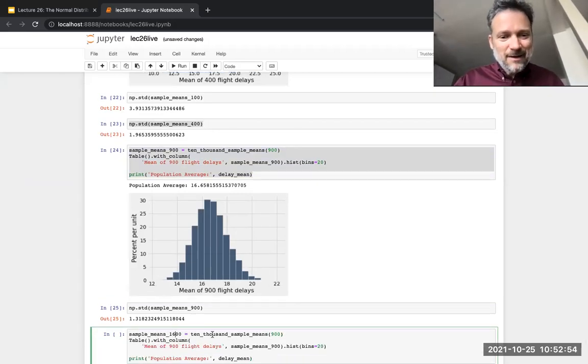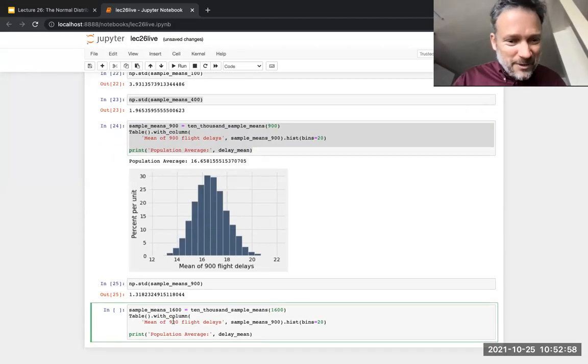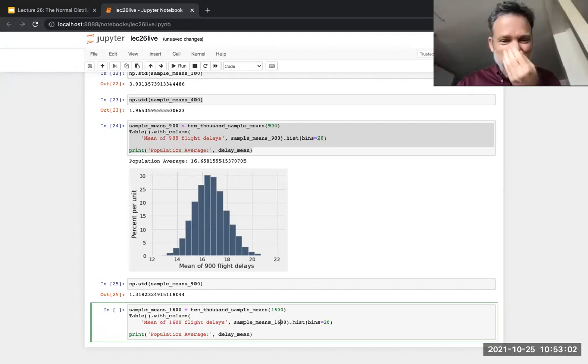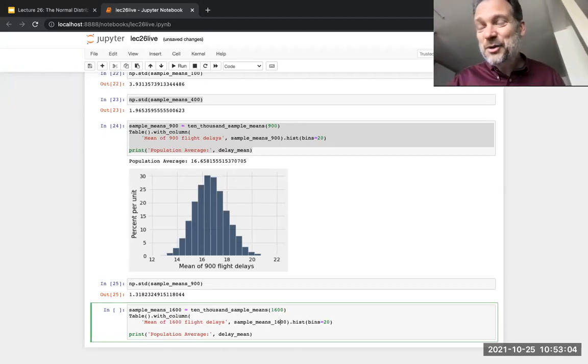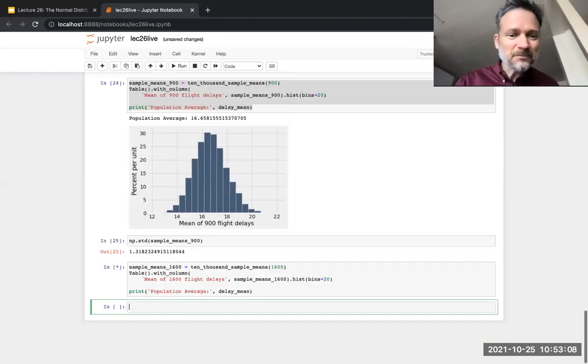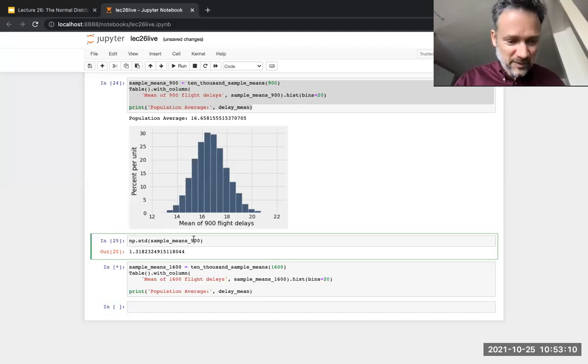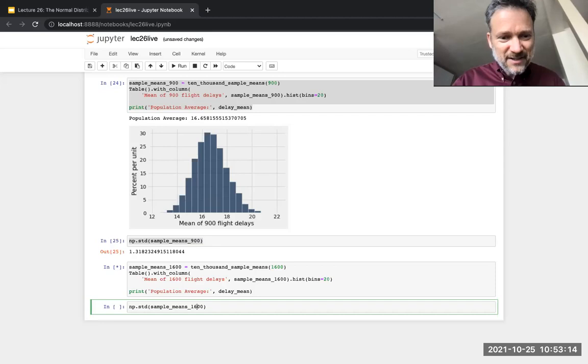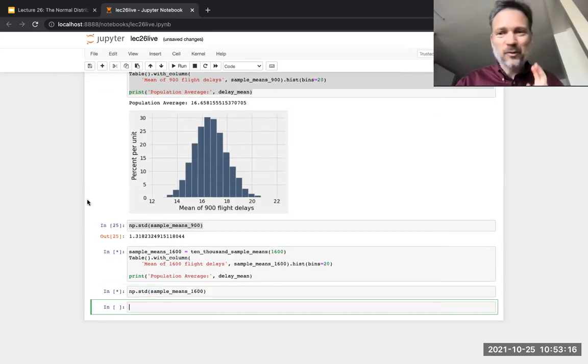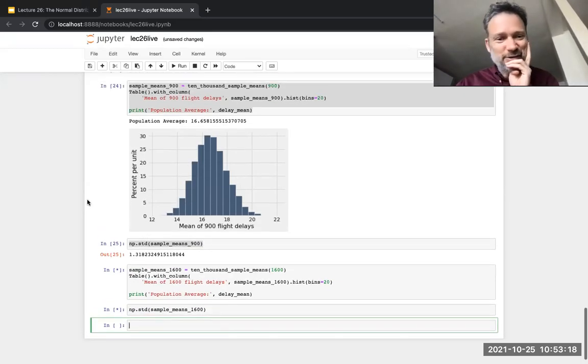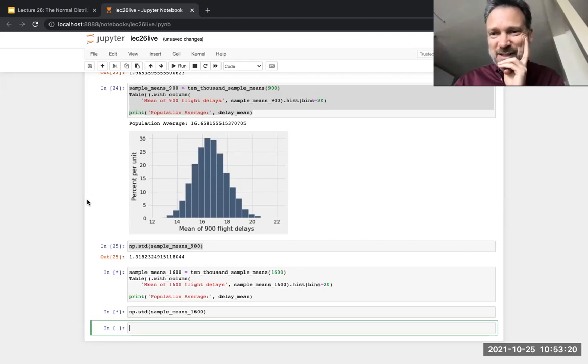All right, let's see if I can help you a little more. There's a pattern here to be found, and I am hoping that we can discover the pattern together. I'm now going to choose a sample size of 1600. And I'm going to do the same things we just did before, but now for a sample size of 1600. So I did it for 100, 400, 900, and now I'm doing it for 1600.